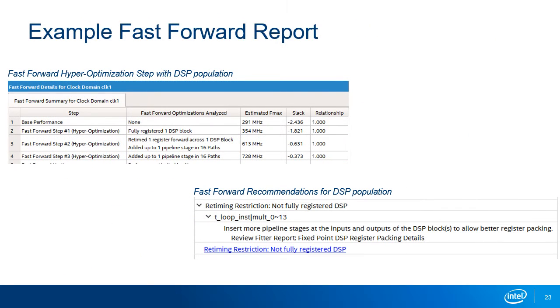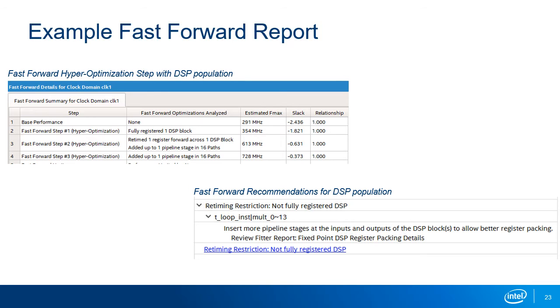Here is a screen capture of a fast-forward report showing hyperoptimization steps. Here we can see that step number 1 requires fully registering a DSP block to increase the performance by just over 50 MHz. After that, all of the subsequent fast-forward steps show additional modifications being performed, but they are still labeled as hyperoptimization as they are all dependent on step number 1 taking place.